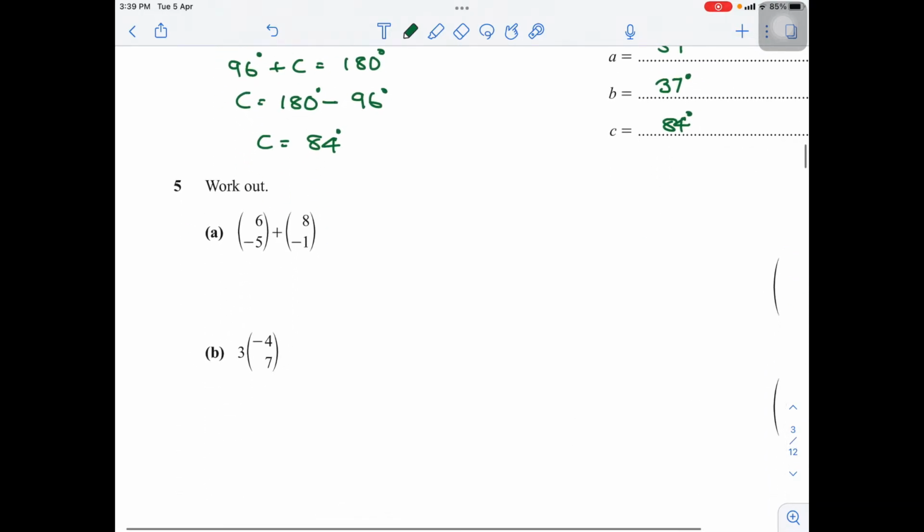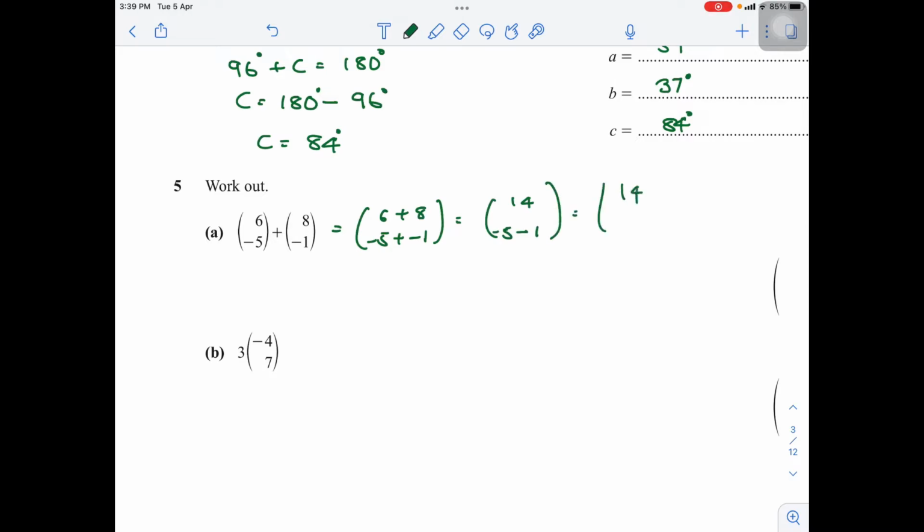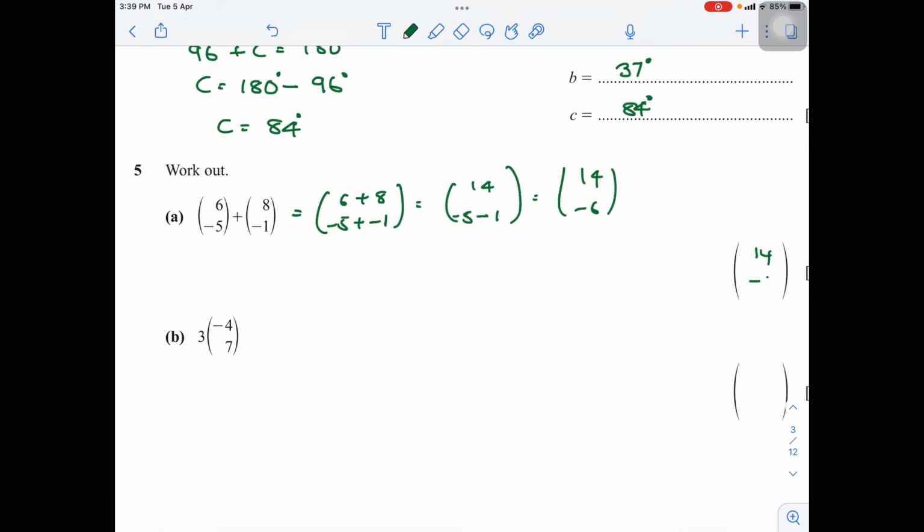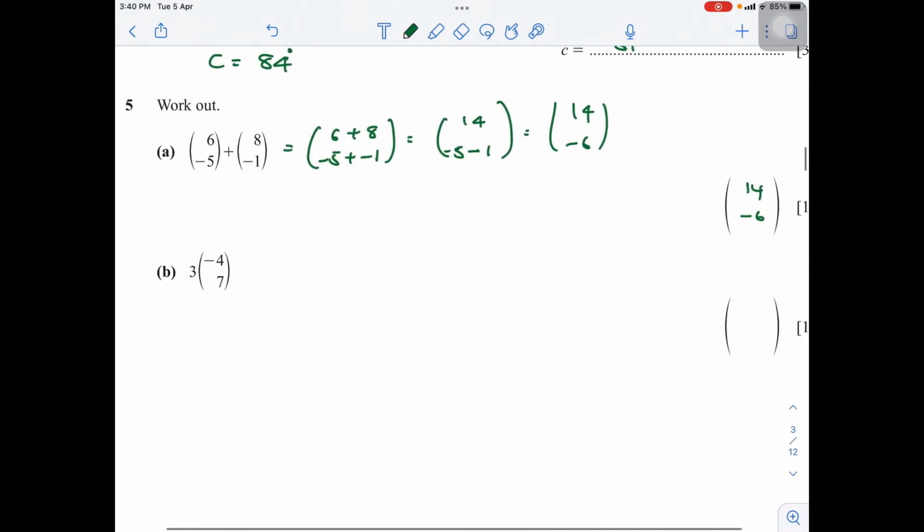Work out now. 6 negative 5 plus 8 negative 1. So it is same as 6 plus 8, negative 5 plus minus 1. So 6 plus 8 is 14, and negative 5 minus 1. So that's 14 negative 6. Now 3 times negative 4, 7. So I multiply negative 4 by 3 and 7 by 3. So negative 4 times 3, negative 12. 7 times 3 is 21. So negative 12 and 21.